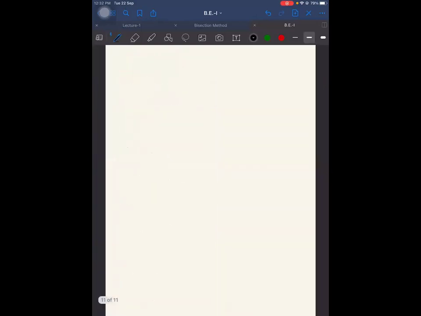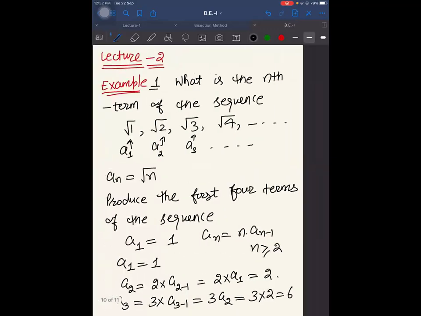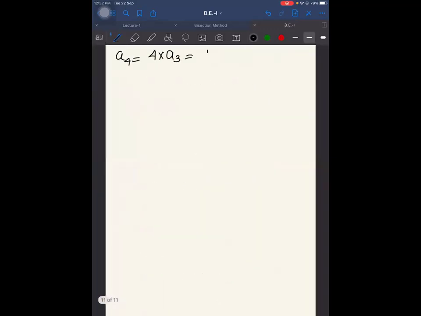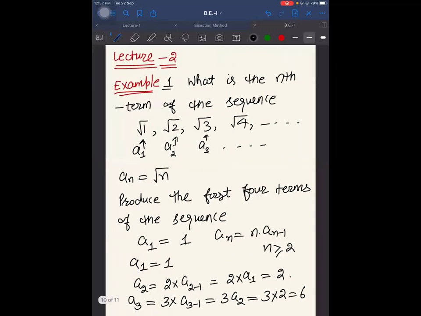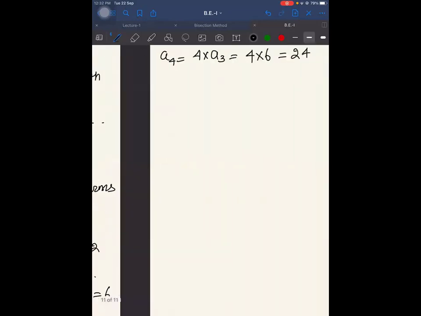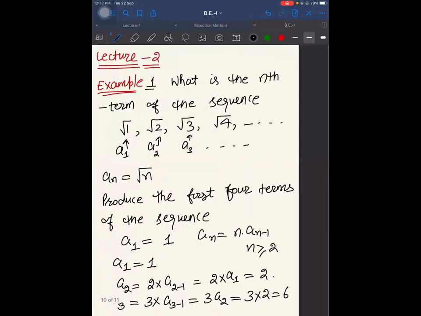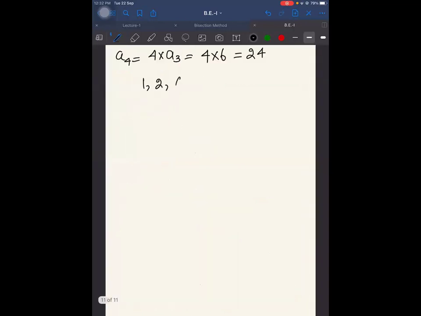Now we want to calculate A4. The rule is 4 times A3, and we have already determined A3, which is 6, so A4 is 24. Can you tell me what kind of sequence it is? 1, 2, 6, 24. What is the general term of this sequence? n multiplied by a(n minus 1): factorial n. That's it.